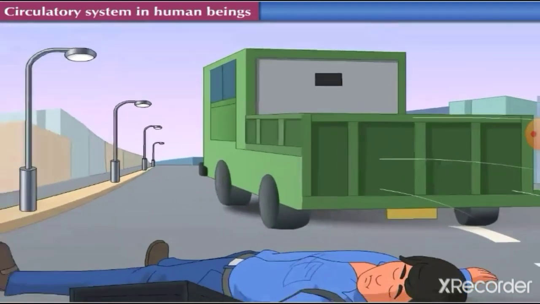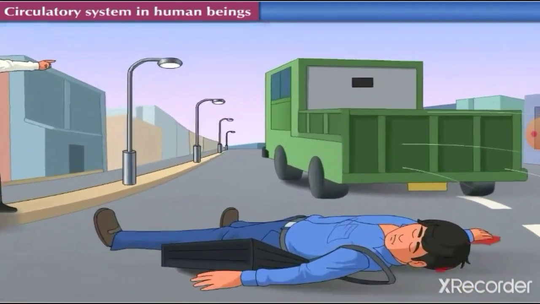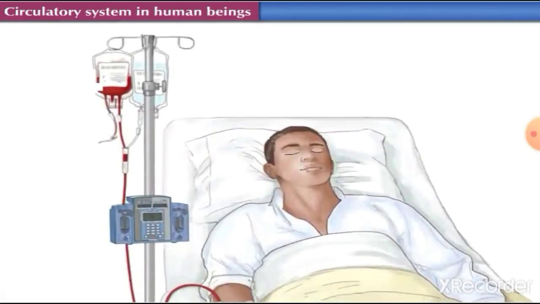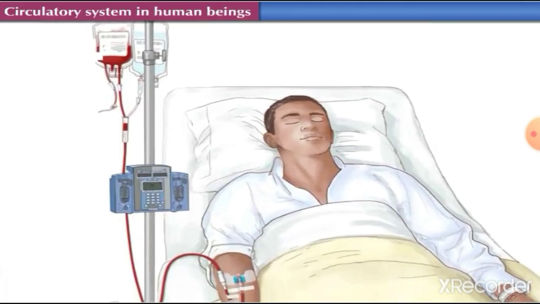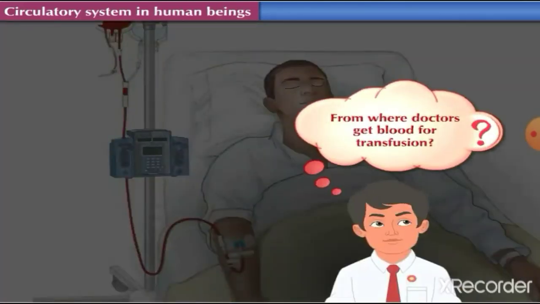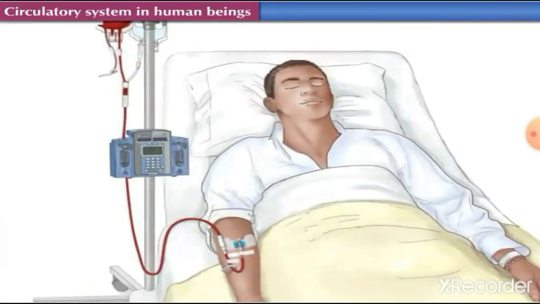When a person meets with a major accident, the person might suffer heavy blood loss, which may prove to be fatal. To compensate for this blood shortage in the body, doctors immediately transfuse blood into the body. From where do the doctors get this blood for transfusion? Come, let us find it out.